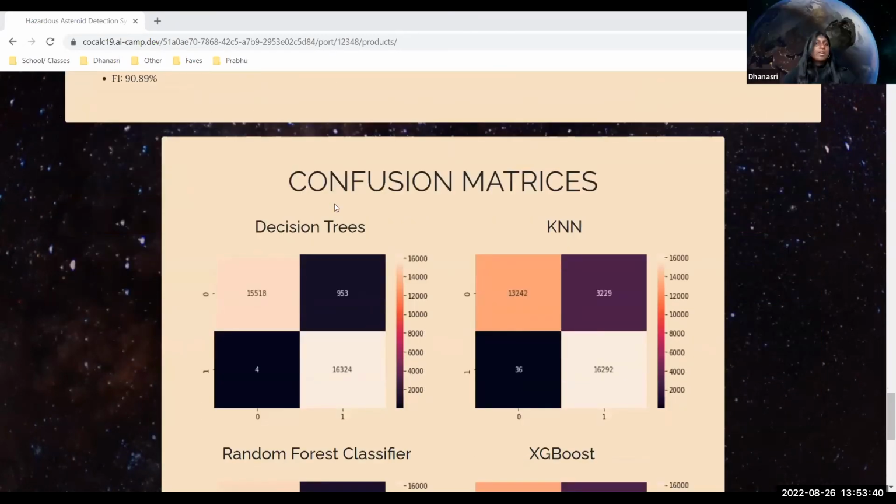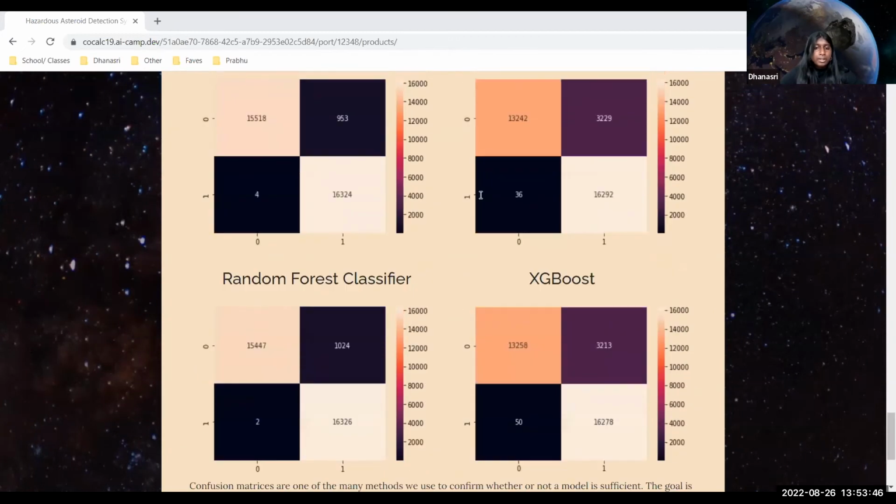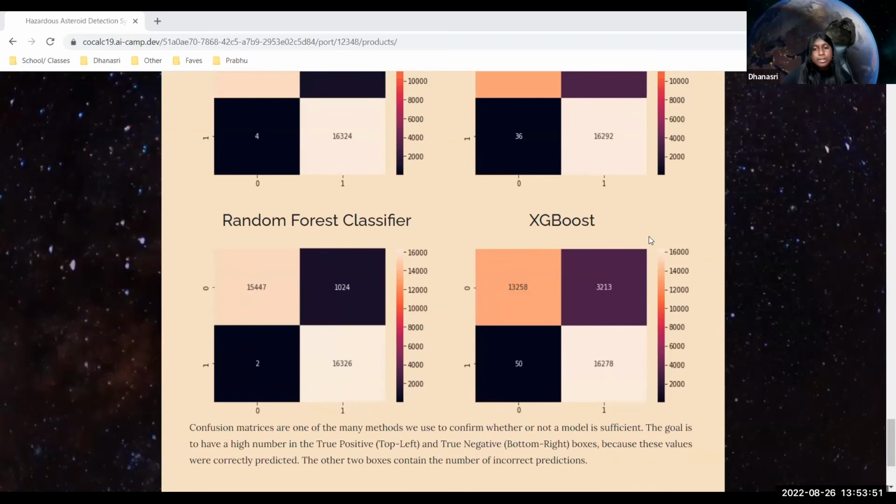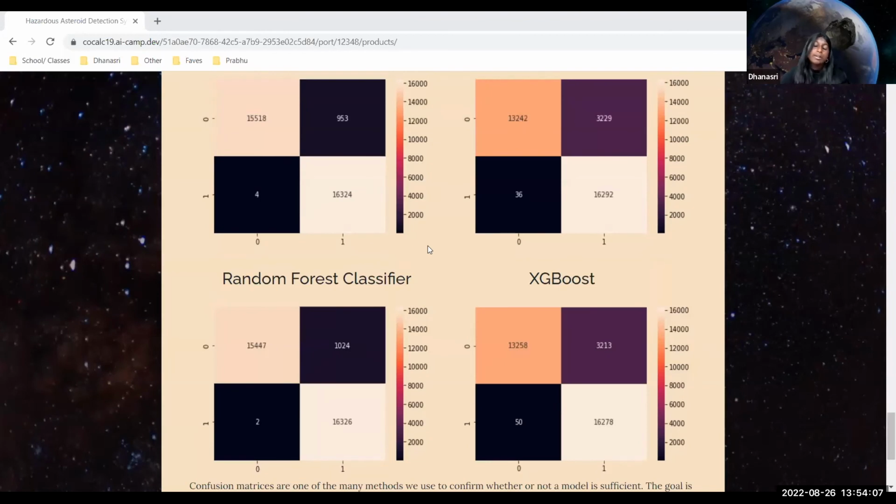Okay. I will be talking about the confusion matrices of the four models above. So confusion matrices are one of the many methods we use to confirm whether or not a model is sufficient. The goal is to have a high number in the true positive or the top left box and true negative in the bottom right box, because these values are correctly predicted by the machine learning models. The other two boxes contain the number of incorrect predictions. And as you can see, all four of these matrices have pretty low numbers in the top right and bottom left boxes.